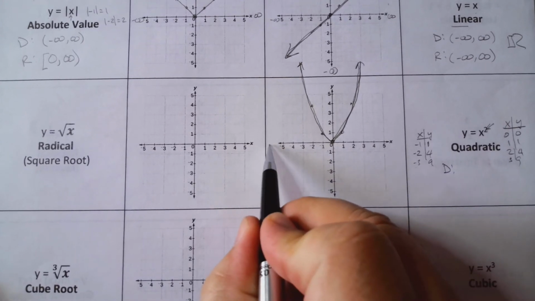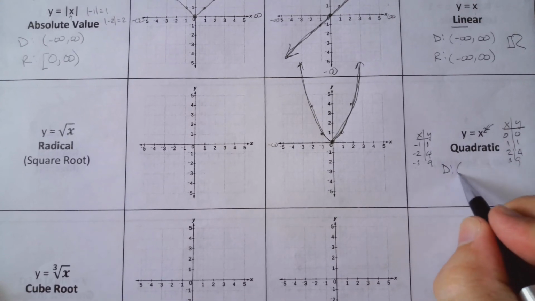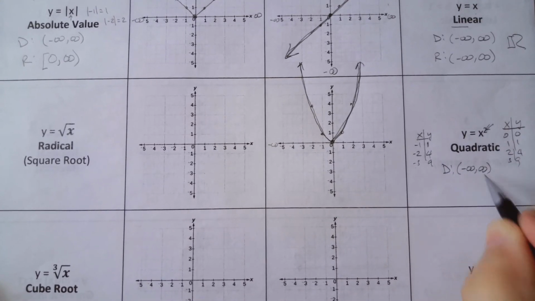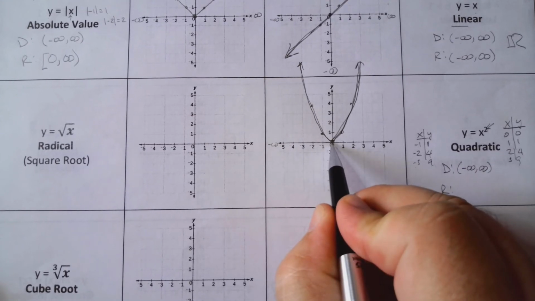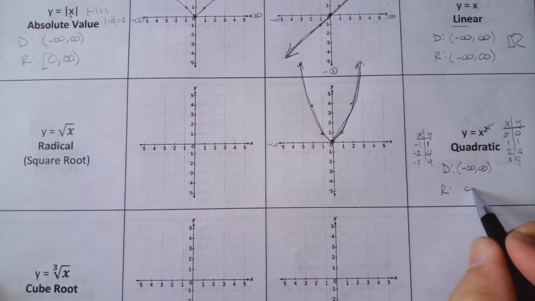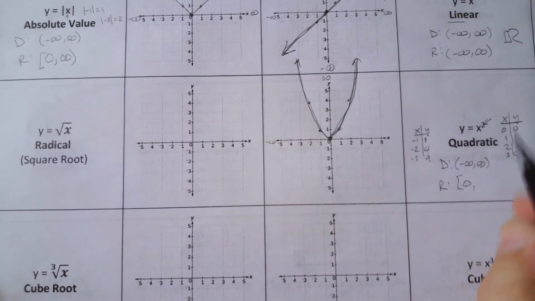The domain, I can use any x I want to, plug it in there. So negative infinity to positive infinity. The range, the smallest it can be is 0. And I can use that. And then it goes up to infinity.